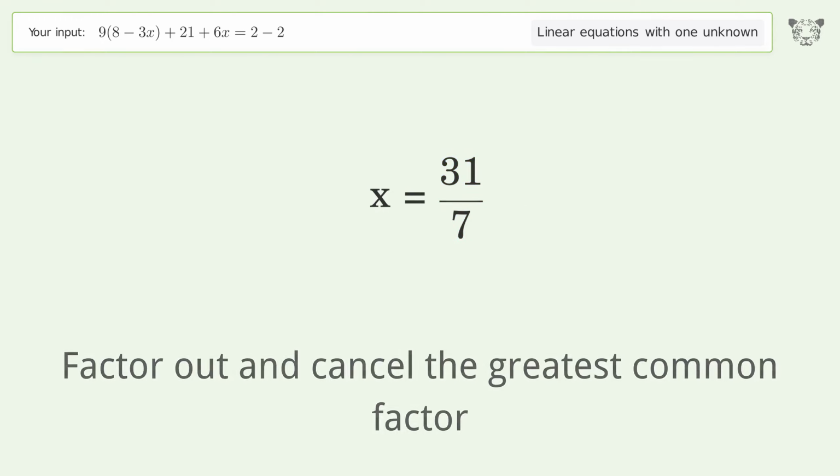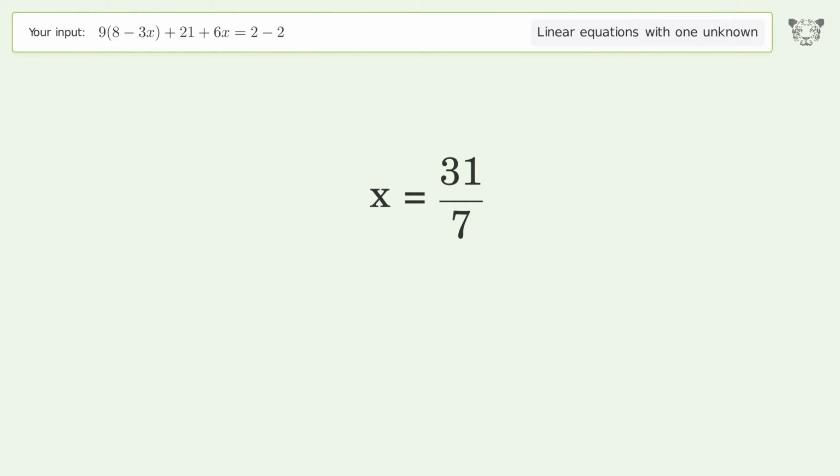And so the final result is x equals 31/7.